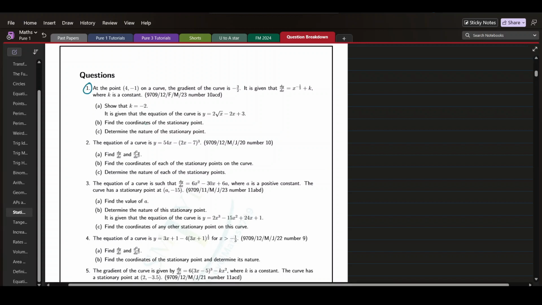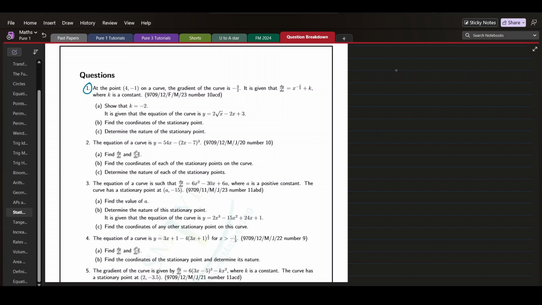At the point (4, -1) on a curve, the gradient of the curve is -3/2. It is given that dy/dx is equal to x^(-1/2) + k, where k is a constant. Show that k is equal to -2.